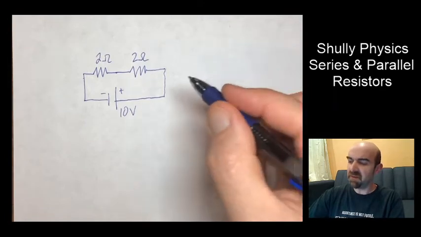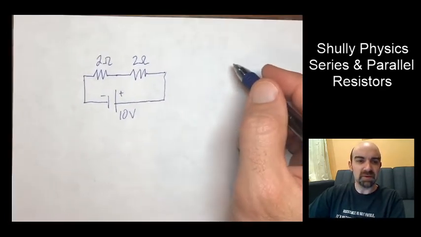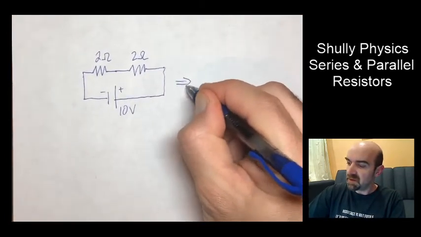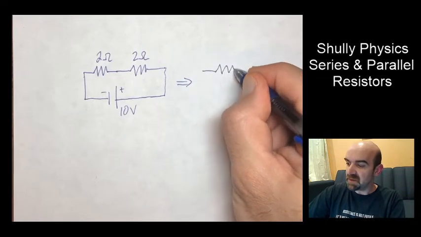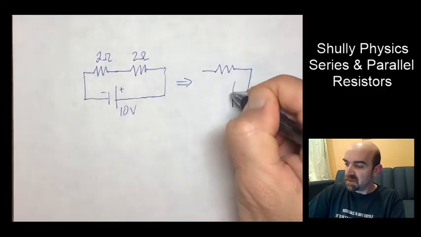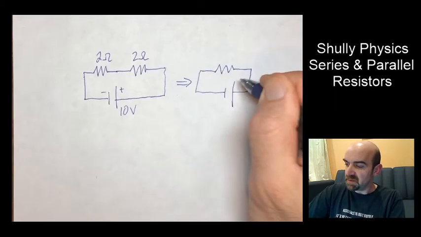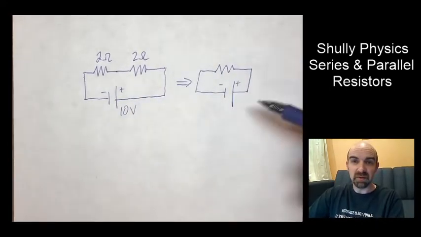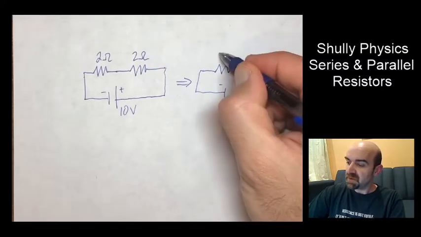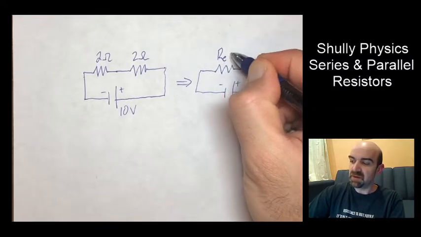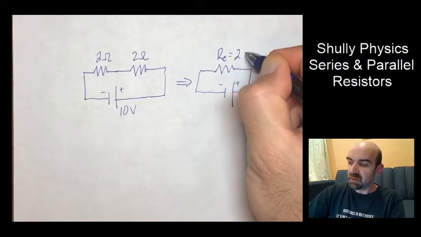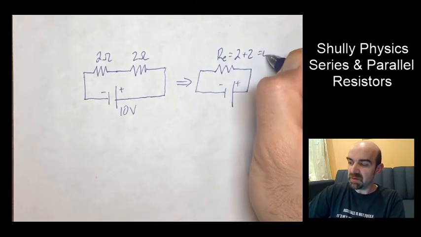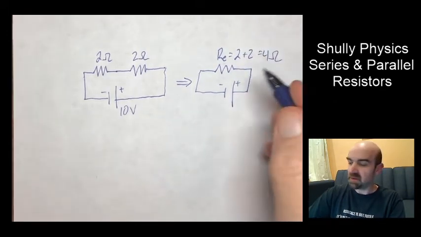So in effect, if we can turn this circuit into a brand new circuit, but replace those 2 resistors with a single value, that is the meaning of equivalent resistance. What are those 2 resistors equivalent to if we turn them into 1? So this equivalent resistor over here would be 2 ohms plus 2 ohms, which would give us 4 ohms.